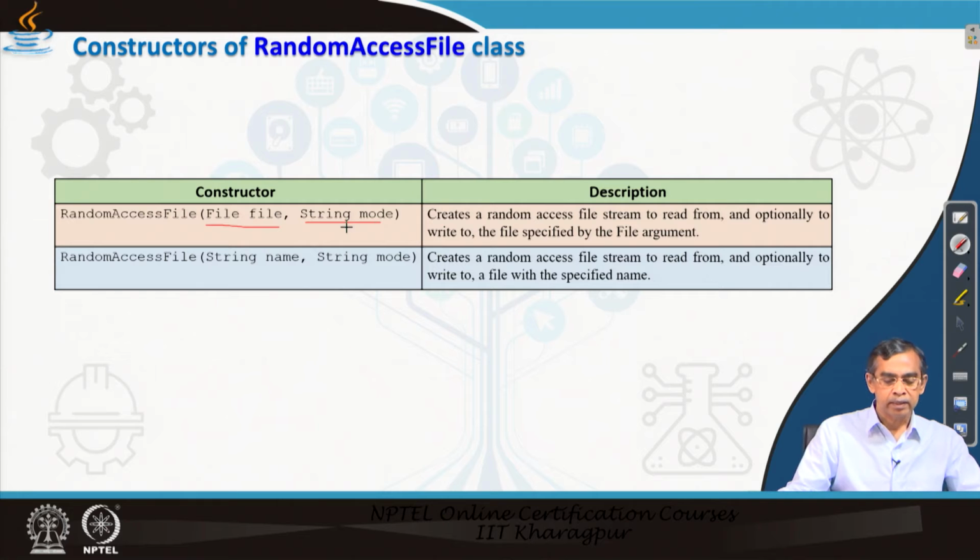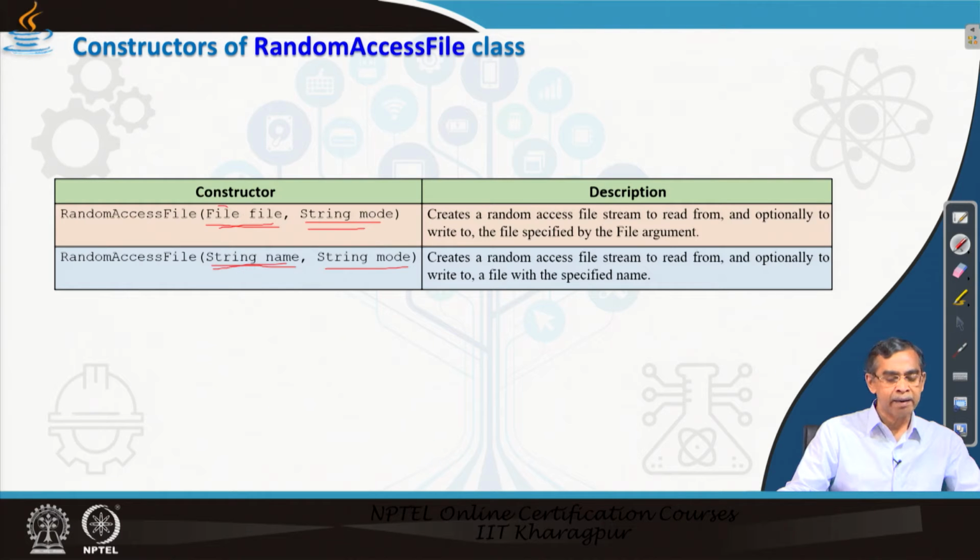The mode is specified as a string. The second constructor takes the name of the file as a string. Here in the first you give the file as an object, but here you give the name of the file, and the file object will be created automatically. If the file does not exist, it will be created newly, and then the mode can be specified. So, these are the two constructors. One, you can pass a file object as the first argument, the second is the mode. The second argument is always the mode in both constructors.